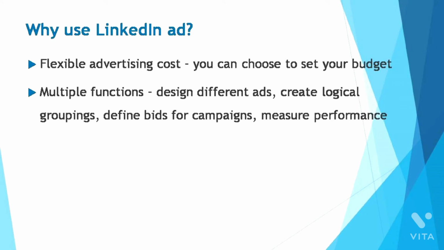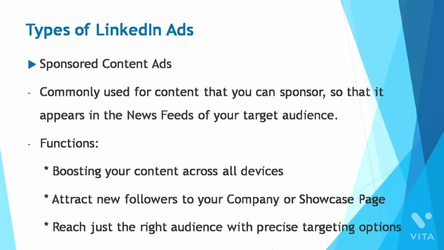So what's the difference between these two ads? Sponsored content ads is commonly used for content that you can sponsor so that it appears in the newsfeed of your targeted audience. It's similar to newsfeed updates on Facebook. Sponsored content ad has the flexibility of boosting your content across all devices. It gets your message out on desktop, tablet, and mobile.